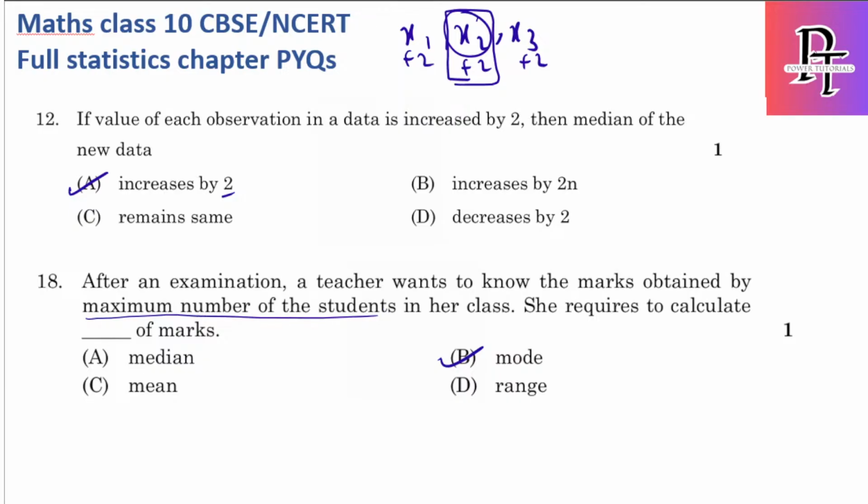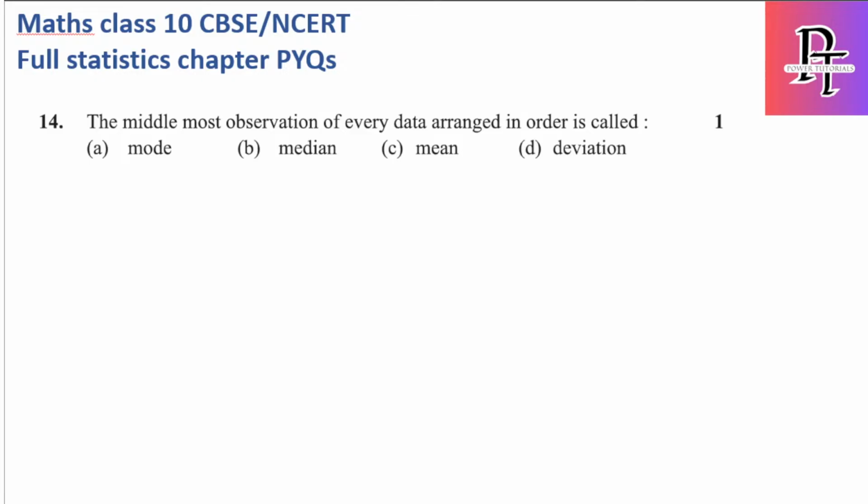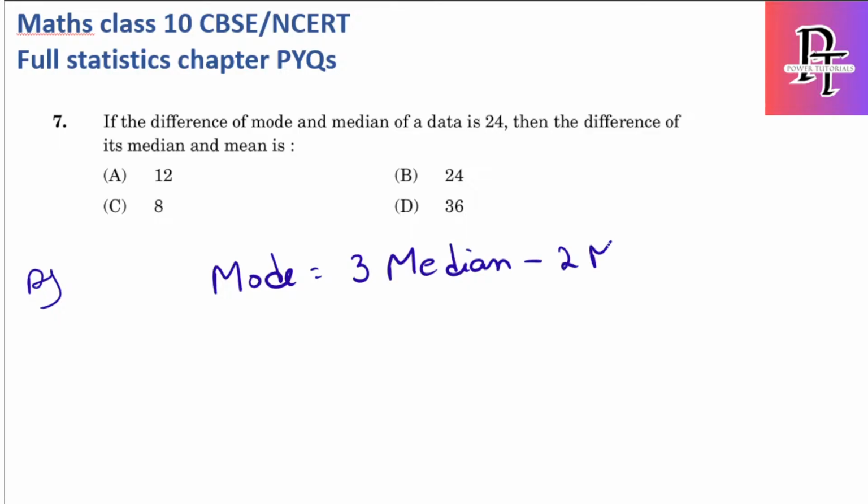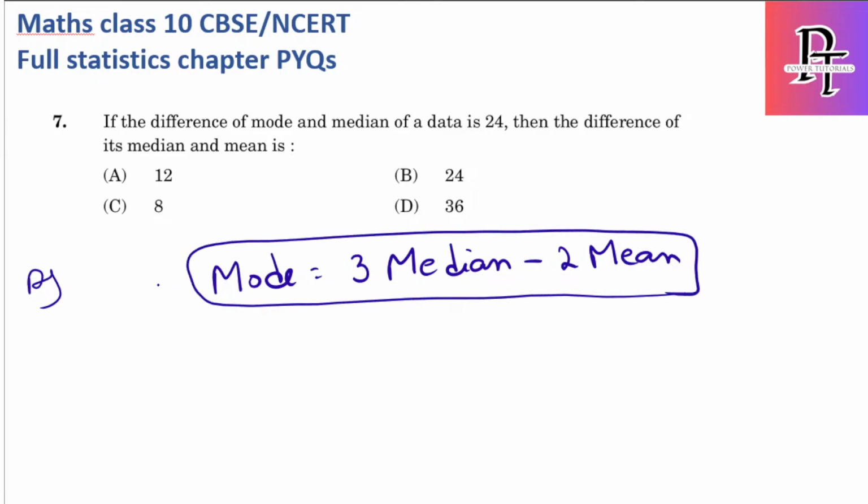Let's see the next question. The middlemost observation is the direct answer, which is median. I just told you that if the observations are arranged in order, the middlemost observation is the median. Next, there is a relation between mean, median and mode. The relation is mode is equal to 3 median minus 2 mean. This is very important. If we know two values, then we can easily find the third value using this relation.